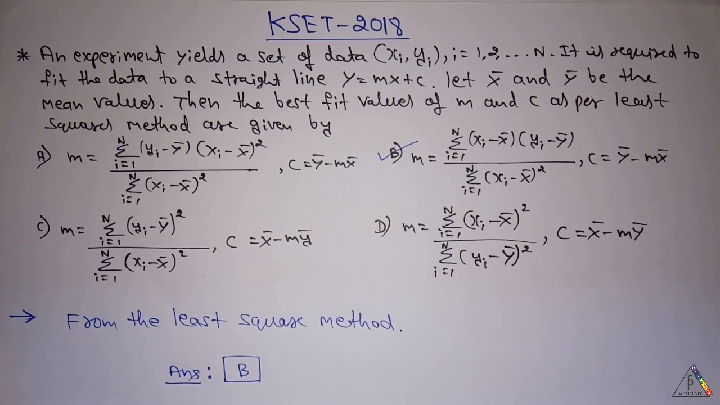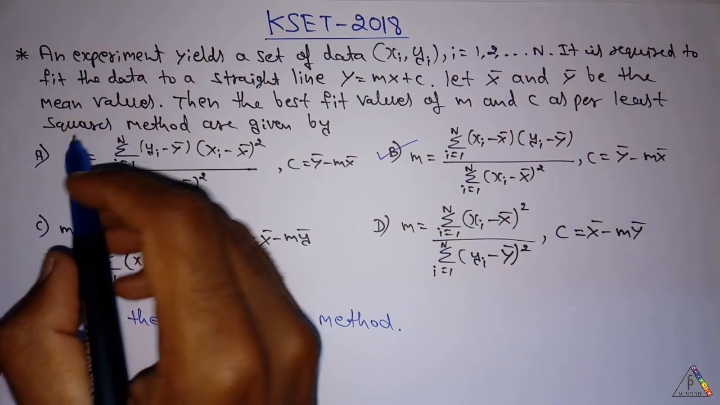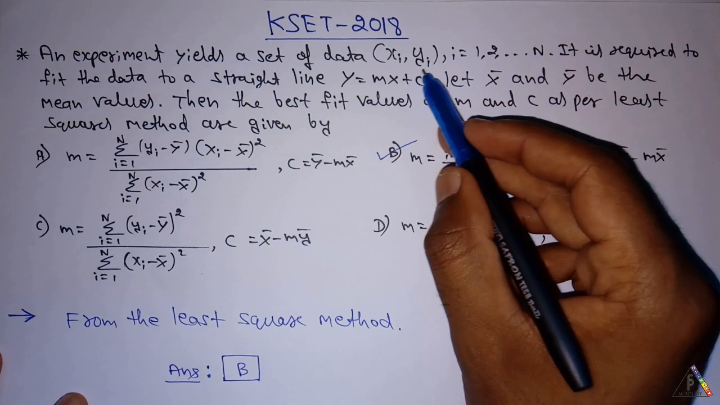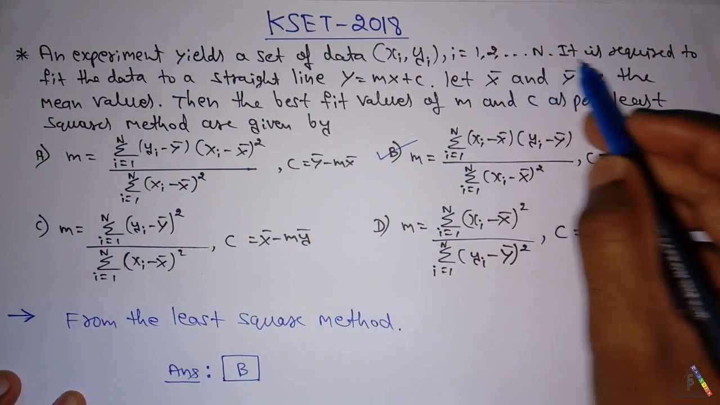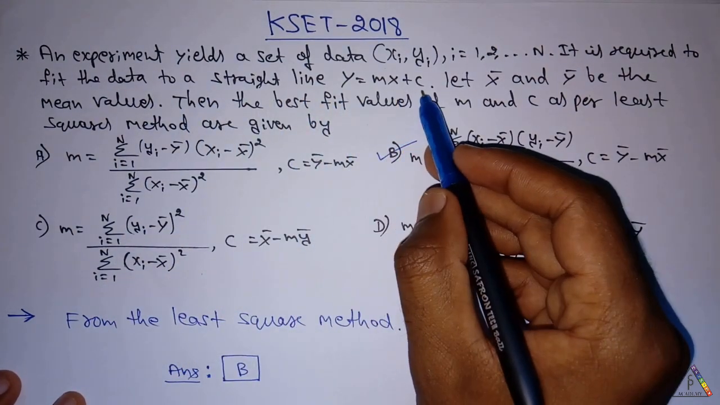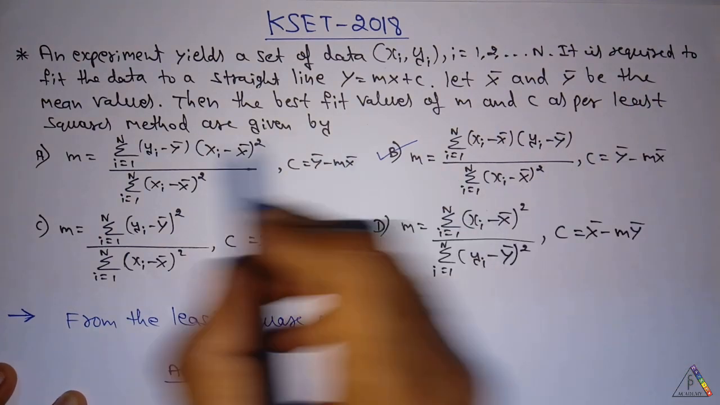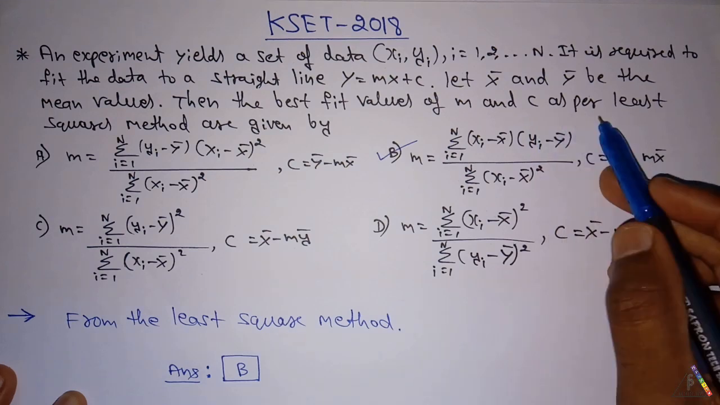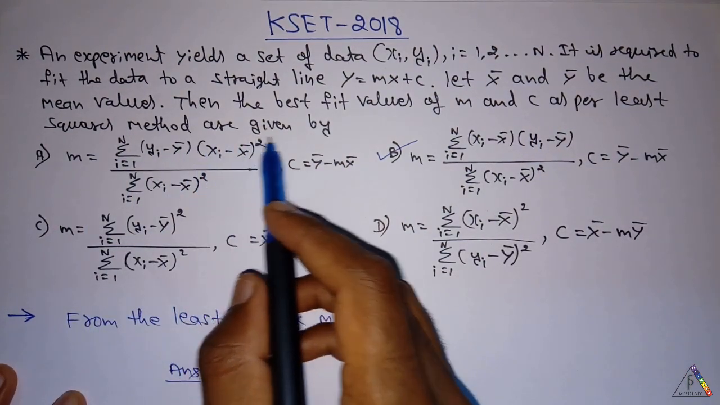And this is the KSET 2018 question. The question is, an experiment yields a set of data xi comma yi where i is equal to 1 up to n. It is required to fit the data to a straight line y is equal to mx plus c. Let x bar and y bar be the mean values, then the best fit values of m and c as per least square fit method are given by.